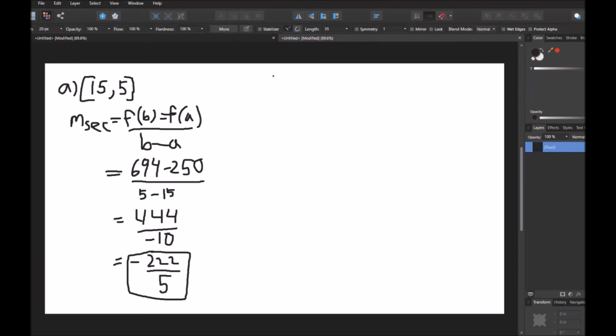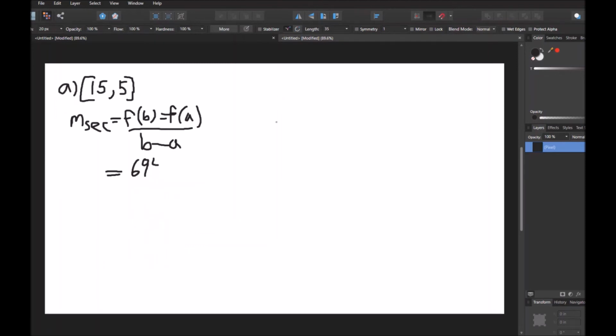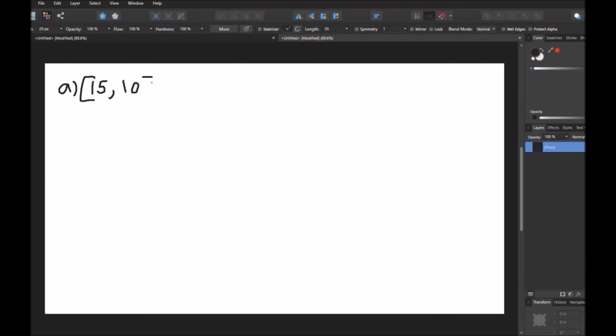Then on the interval of 15 to 10, which is what it asked us to do next, I'm not going to write the f of b minus f of a because we already know the formula, and if you need to see it, you can just rewind a couple of seconds. So our f of b, our f of 10, is going to be 444 minus our f of 15, which is 250. So 444 minus 250 over 10 minus 15.